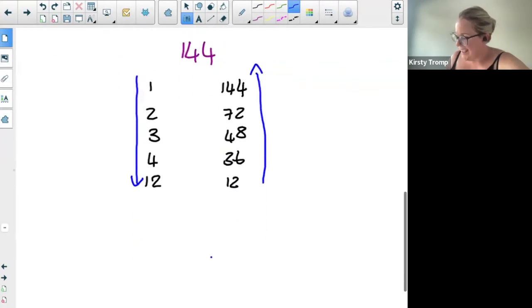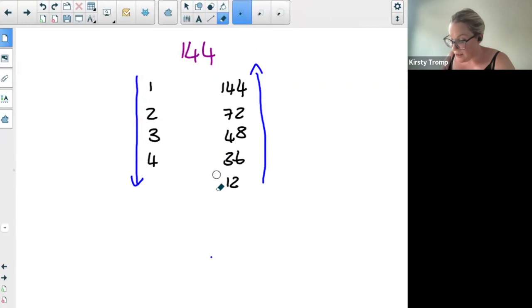Also, are we sure about 8? I'm trying to think. Are you sure 144 can't go into 8? Let's double check. Did you check on your calculator? 144 divided by 8. Whoops, we forgot 18. Okay, guys, it's so easy to make a small mistake, and that's okay because we can go fix it.